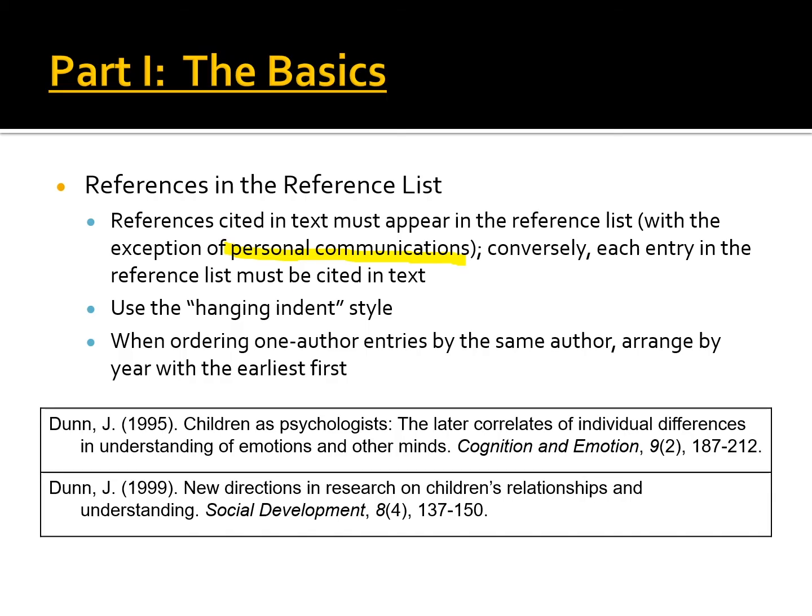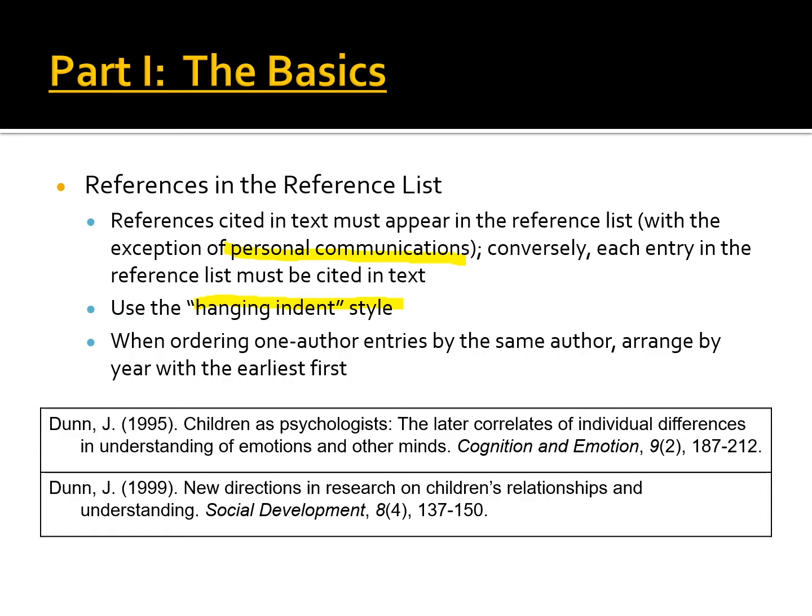The one exception here is what is known as personal communications. Personal communications would be cited in text in brackets that say, for instance, Pedersen, comma, personal communication, but they do not have to be included in the reference list. Personal communications are anything like communications you've had with somebody. So maybe email, or maybe a phone conversation, or maybe a classroom conversation, or discussions that occur in a classroom environment would all be considered personal communications.